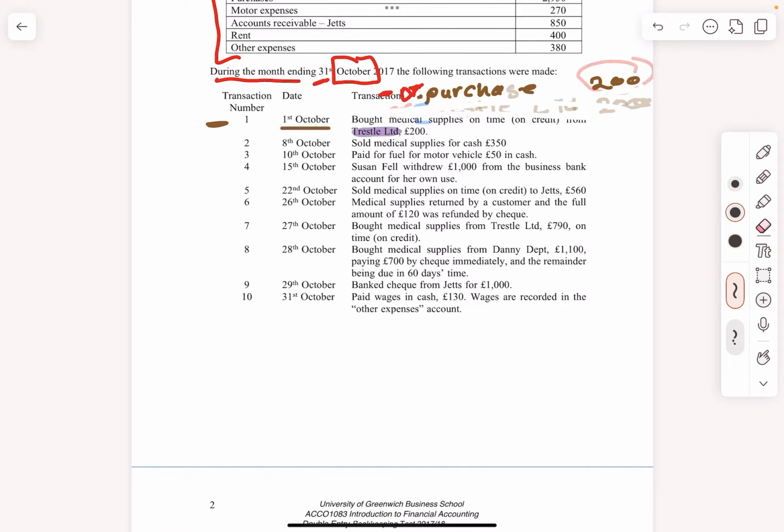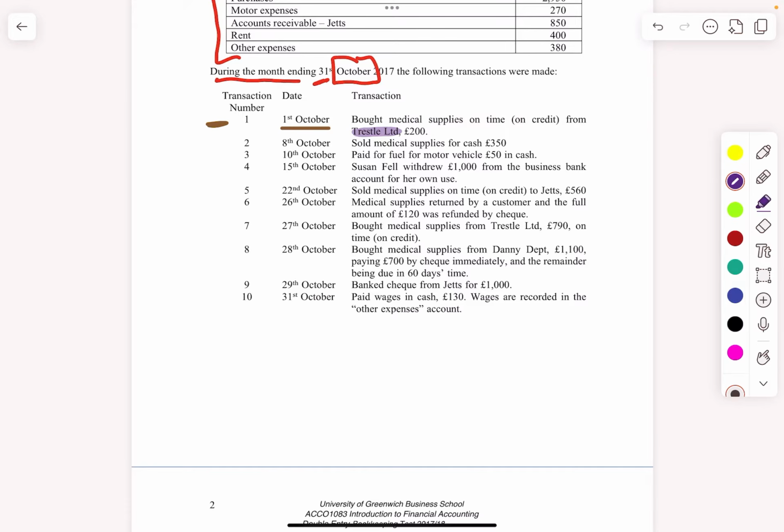Okay, let's go to the second transaction, which is going to be on the 8th of October, which is this one. 8th of October, make sure that you have the correct date on your transaction. It says sold. Make sure you have a highlighter with you in the exam so you can highlight the names. Okay, sold medical supplies for cash.